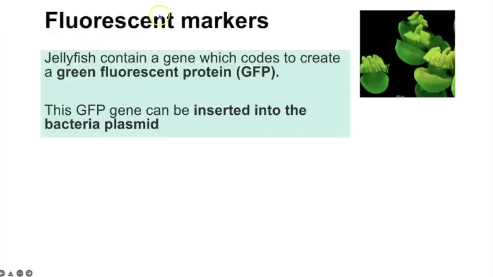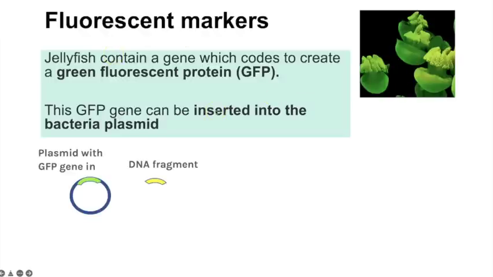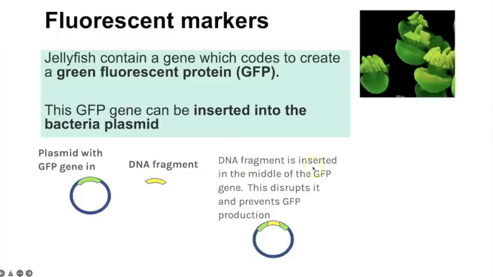Now, a similar idea is using the fluorescent gene markers, and GFP, which is green fluorescent protein, is a gene that naturally occurs in jellyfish, and it can create this protein that fluoresces. So the same idea again. You can have a plasmid which has the gene for GFP, and we then have our DNA fragment. We deliberately insert the DNA fragment in the middle of the GFP gene. So that means any bacteria that take up the plasmid with the DNA fragment in will no longer fluoresce.